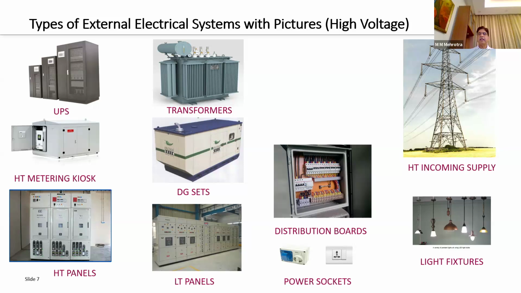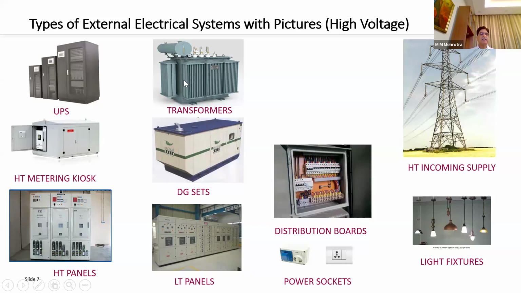So I will repeat. From the utility company I get HT incoming supply, as you see from the tower. Then there is a small switchyard in my premises, which will house this transformer. The supply comes to a component like this, and the control is here. It only has 415 volt or 220 volt. If I touch this, nothing will happen to me. But if I touch that, something will happen to me, right?